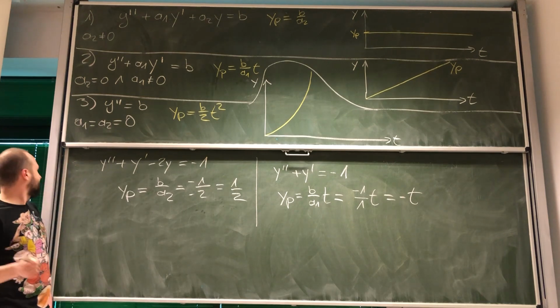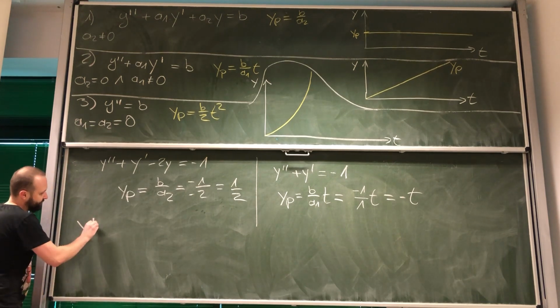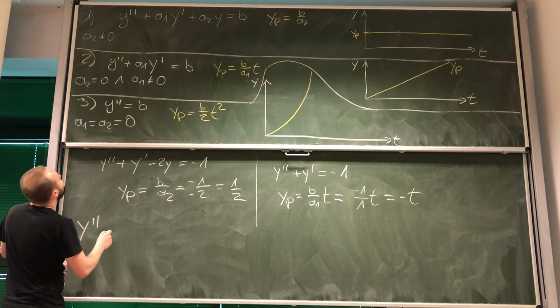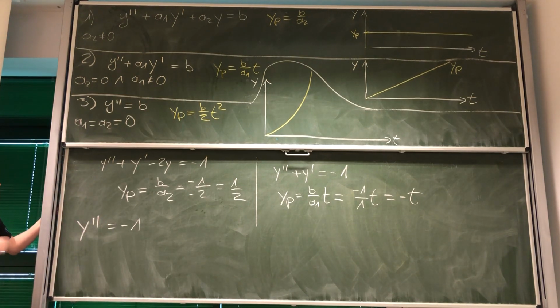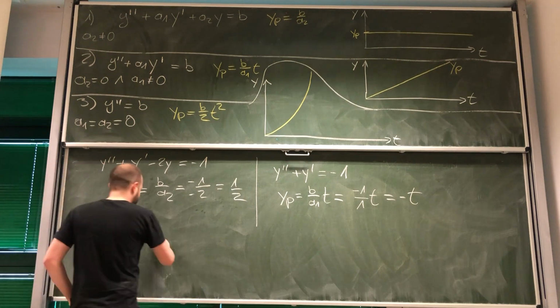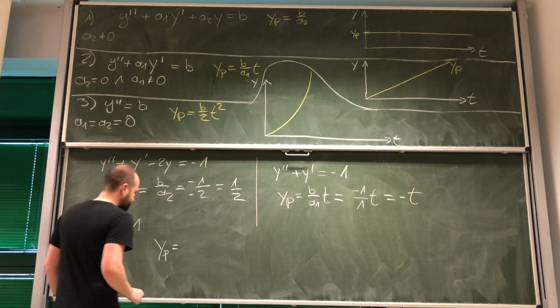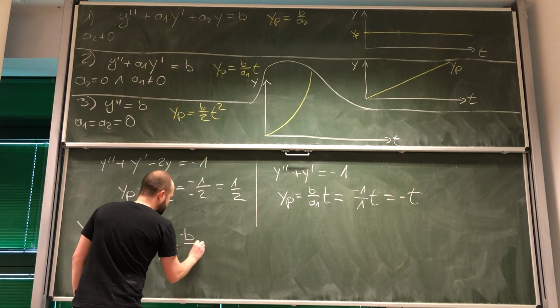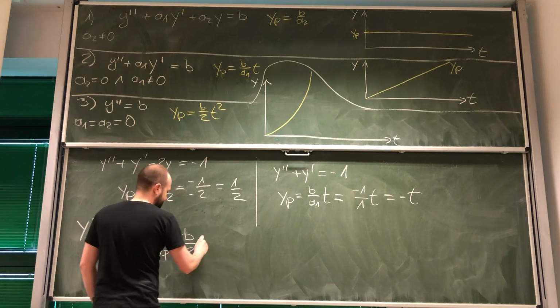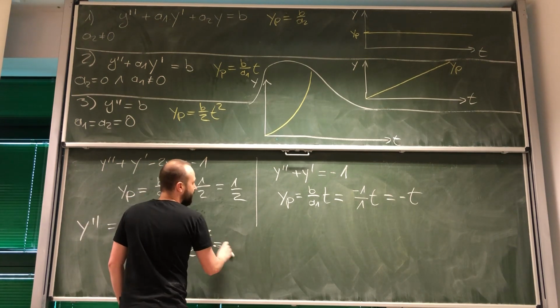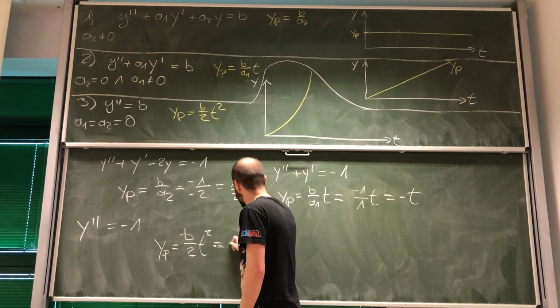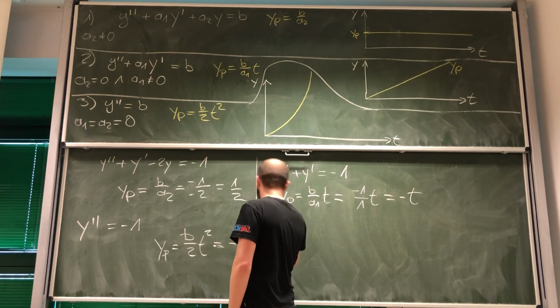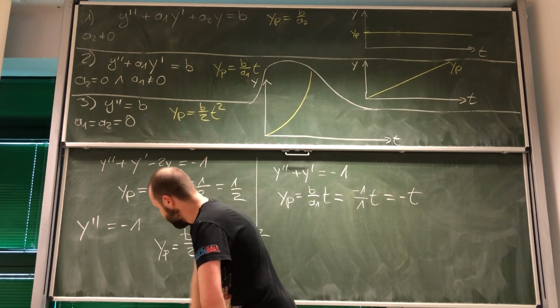And finally, case number 3. So we've got y bis equals -1. What are we getting now? Of course, we apply the third formula. So we've got that this is b over 2 t squared, which gives us, in this particular case, -1 over 2 t squared.